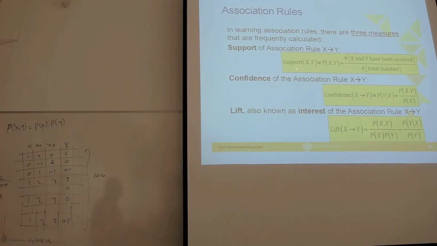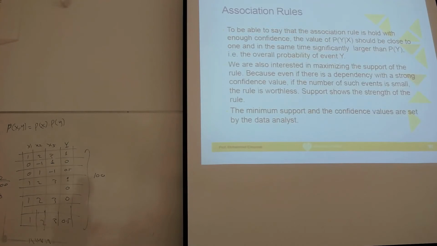So the support divided by the probability of X gives you the confidence, okay? And also the confidence divided by the probability of Y gives you the lift. So it is very easy to compute over data. Even if you have hundreds of millions of data, you can make this check very fast. So it doesn't take time to check the support, the confidence and the lift.